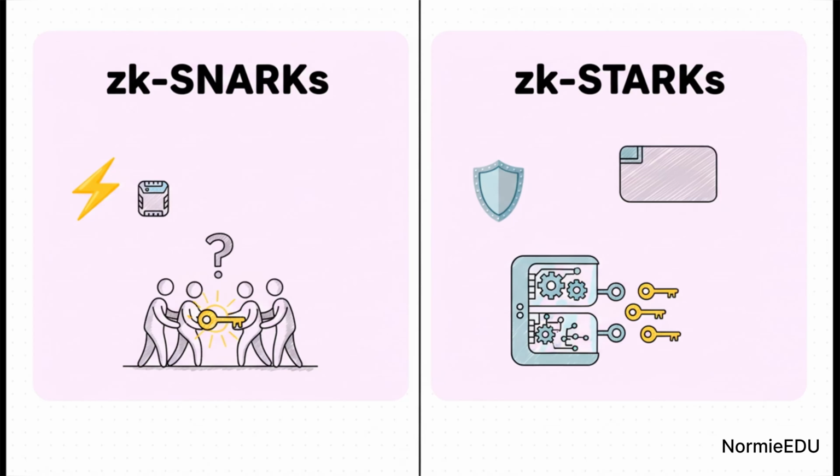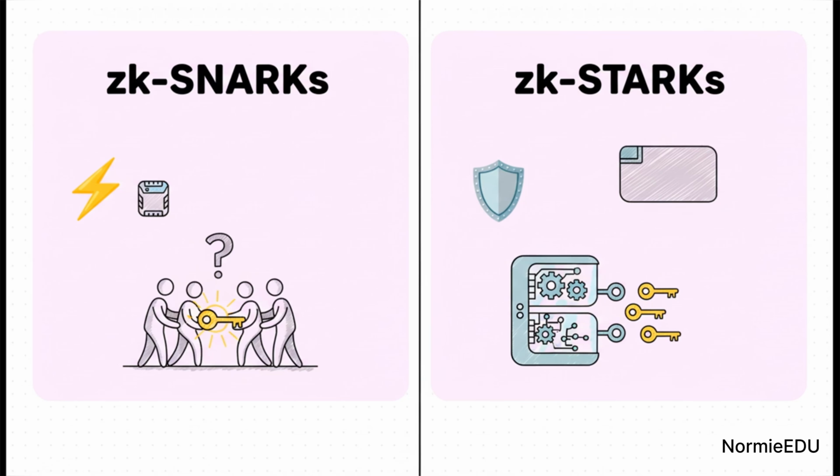Think of it as a trade-off. On one hand, you have ZK snarks. The S stands for succinct, meaning the proofs they generate are tiny, just a few hundred bytes, and they're incredibly fast to verify. But here's the catch. They require what's called a trusted setup. It's a special ceremony to create the initial parameters, and if that gets compromised, the whole system is vulnerable.